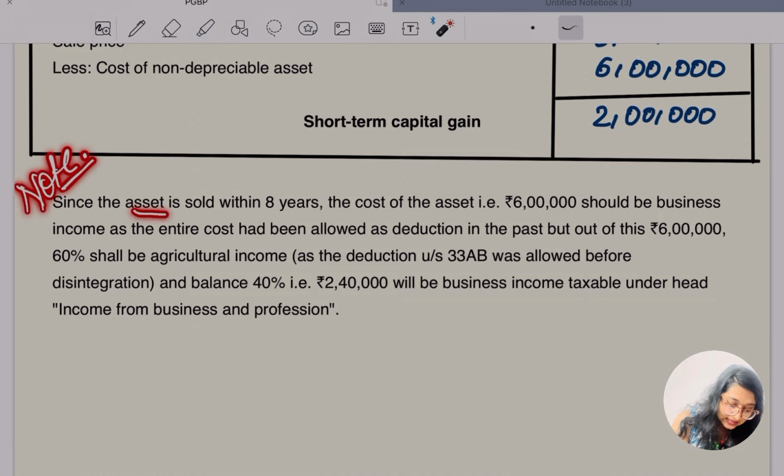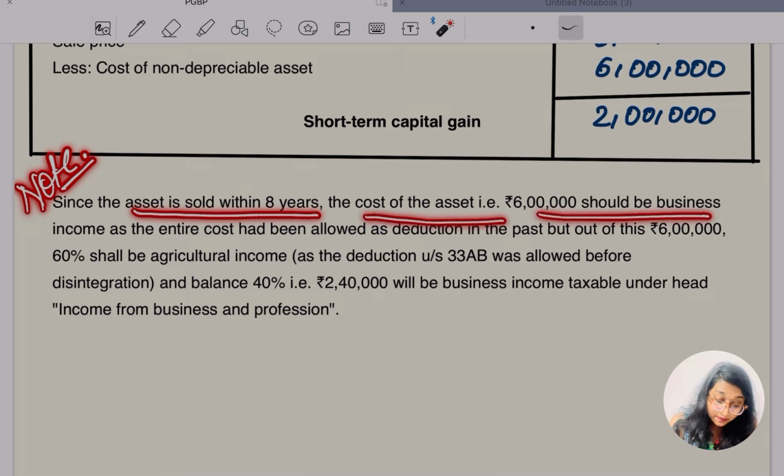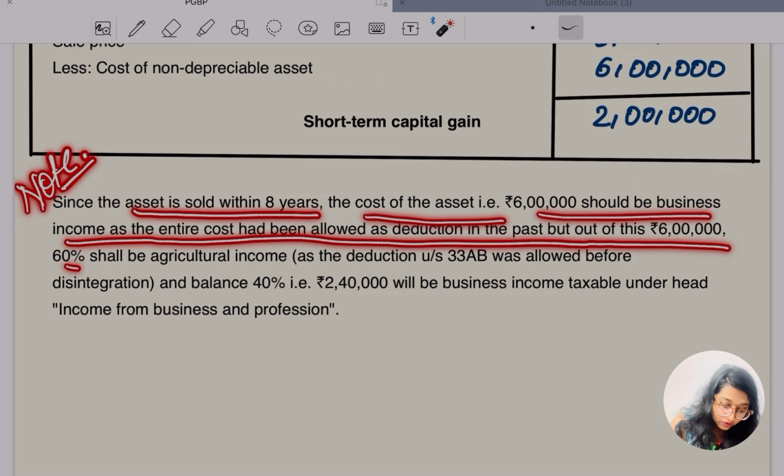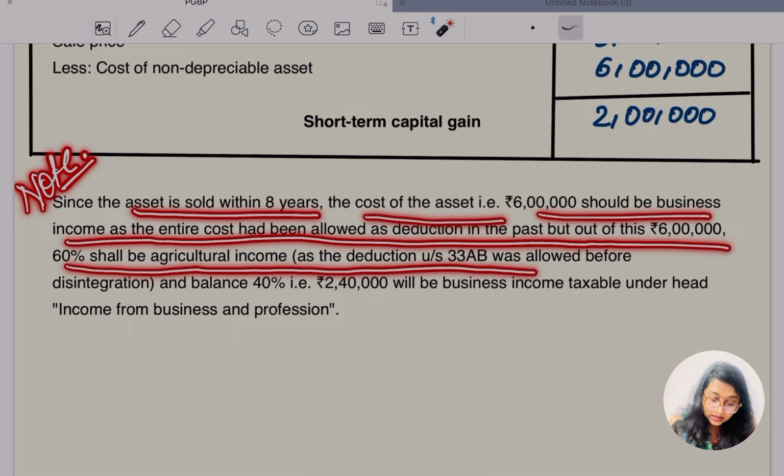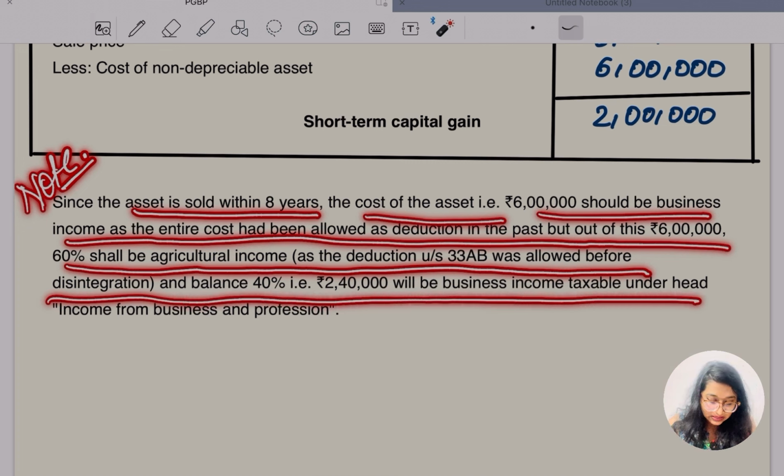ठीक है, since the asset is sold within 8 years, the cost of asset 6 lakh should be business income as entire cost has been allowed as deduction in the past. But out of 6 lakh, 60% of the agriculture income as a deduction under 33AB was disallowed before the disintegration, and the balance 40% will be business income under the head income from the business and profession.